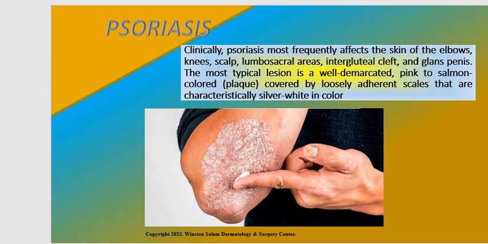Clinically, psoriasis most frequently affects the skin of the elbow, as can be seen here. This is the elbow, and also the knees. We have no photo for that. It can also affect the scalp, lumbosacral areas, intergluteal cleft, and glans penis. The most typical lesion is a well-demarcated, pink salmon-colored lesion, and if it is raised, we call it plaque psoriasis. As can be seen in this photo, this lesion is covered by loosely adherent scales that are characteristically silver-white in color.